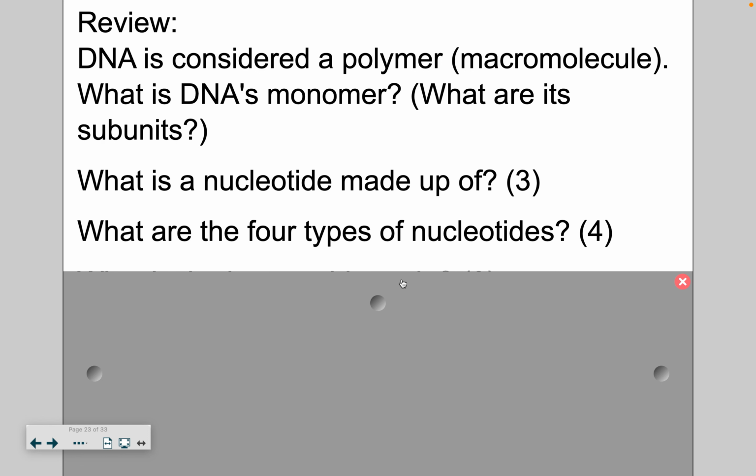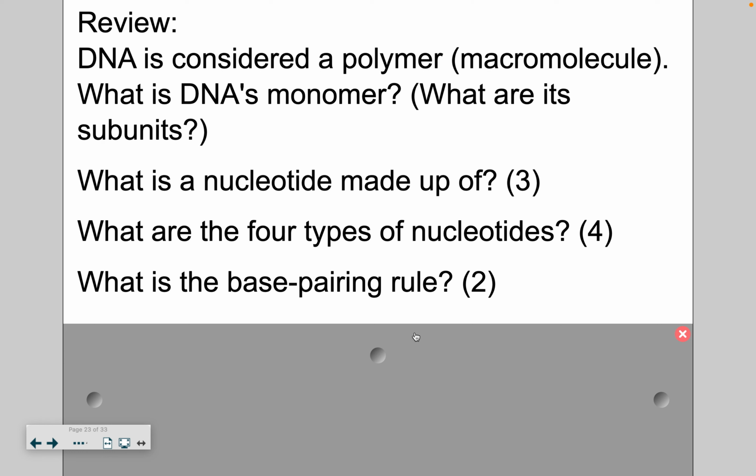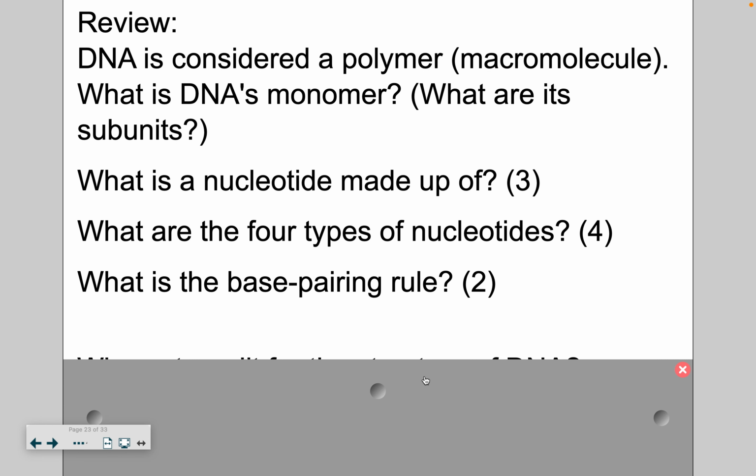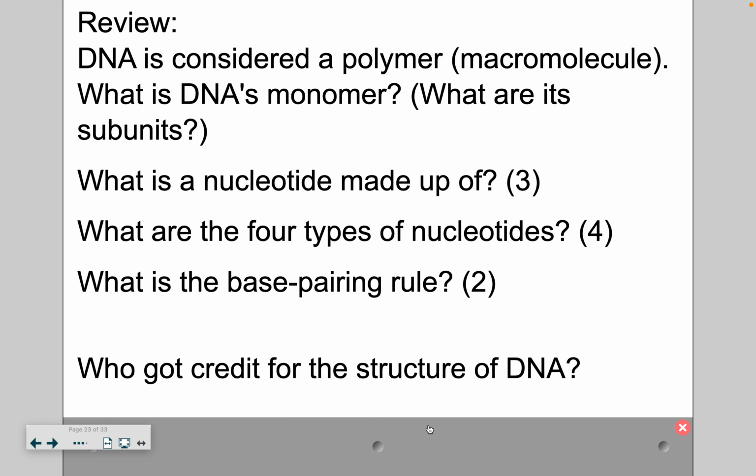What are the four types of nucleotides? Adenine, cytosine, thymine, guanine. What is the base pairing rule? A pairs with T and C pairs with G. Who got credit for the structure of DNA? That would be Watson and Crick.